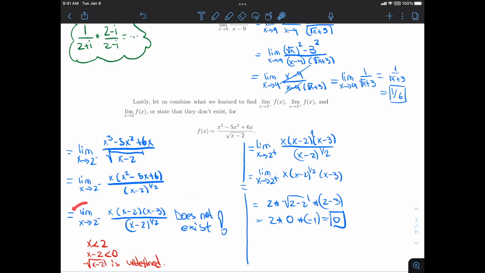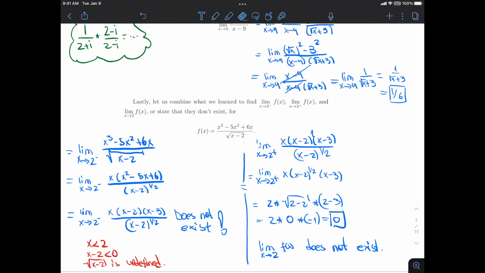So the limit from the left does not exist. The limit from the right equals 0. So that is enough to say that the limit without choosing a side, the two-sided limit, does not exist.